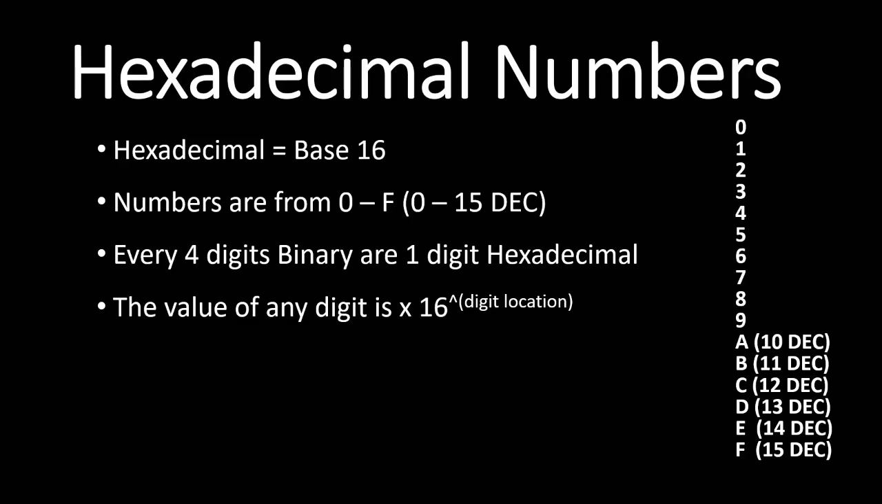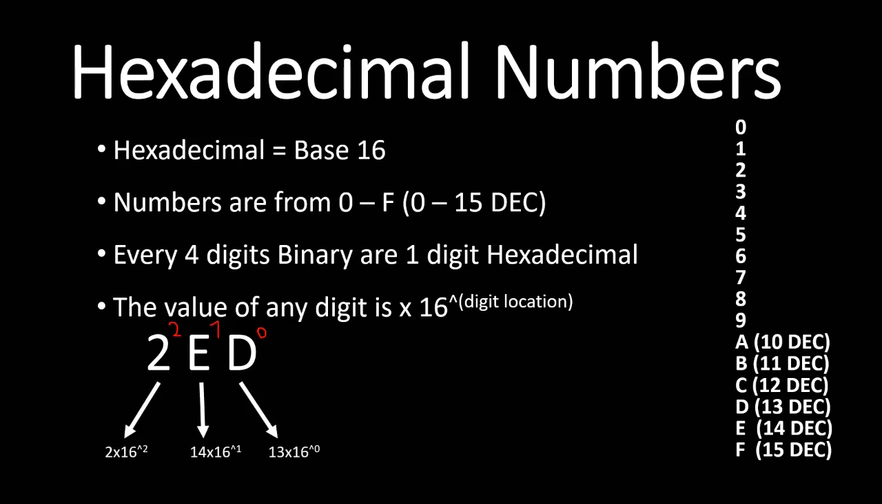If we apply the same system that we used in decimal and in binary, the value of any digit in hexadecimal equals 16 to the power of the location of that digit. So for example, let's assume we have this number. This is a hexadecimal number, 2ED. And if we apply the same concept we used in binary and decimal systems, considering that this is digit 0, this is digit 1, and this is digit 2, this leads to these numbers.